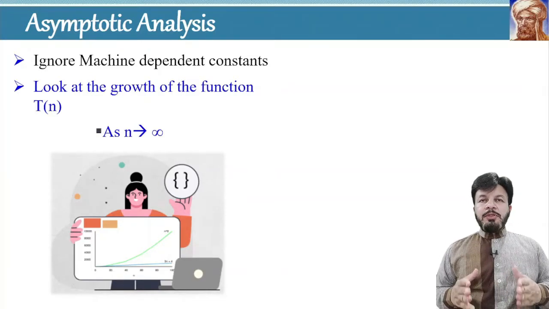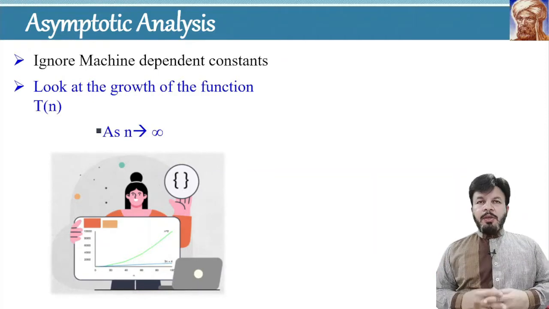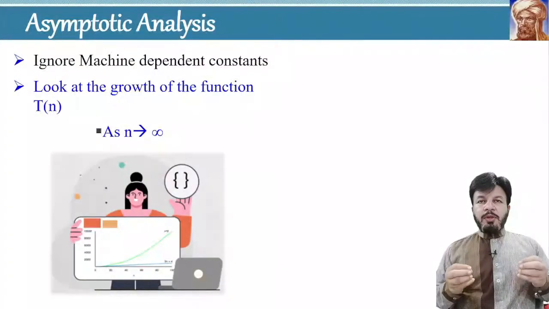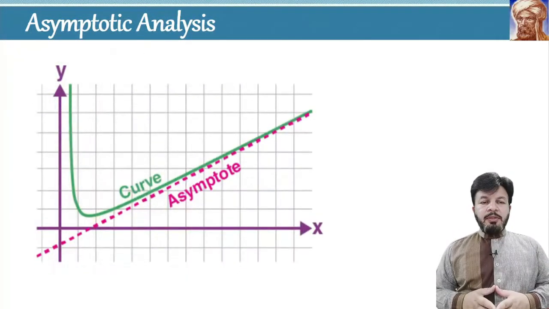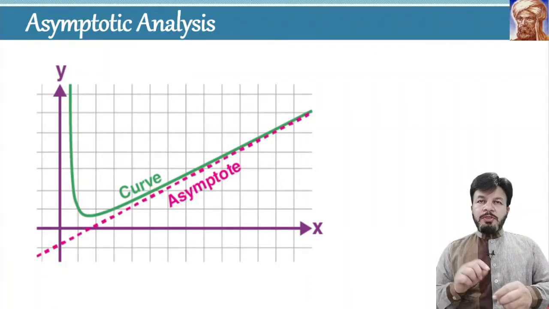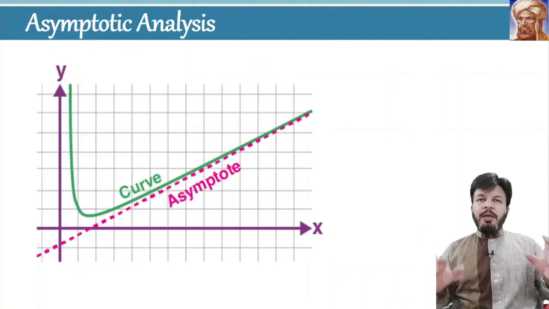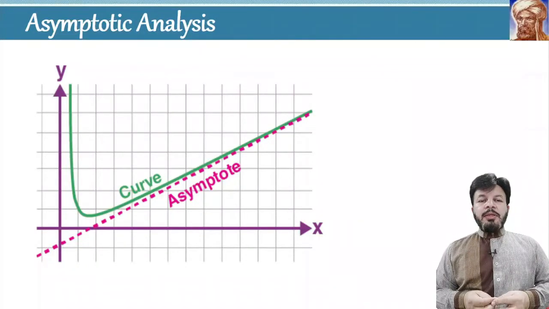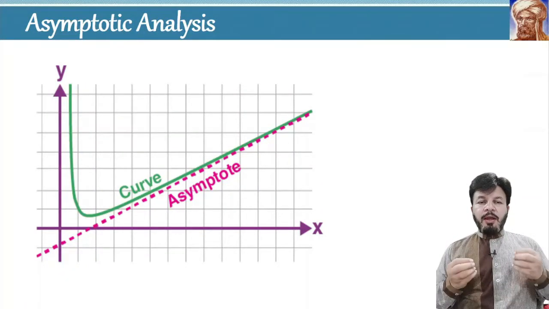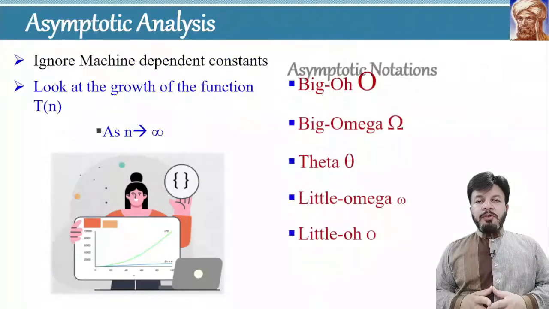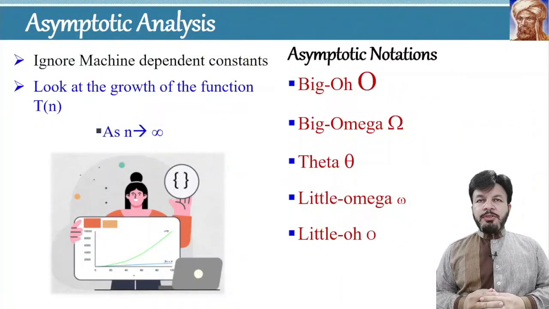Basically, this term, asymptote, came from mathematics. In mathematics, an asymptote is a line that approaches a curve at infinity. We can say that a line is an asymptote to a curve if the distance between the line and the curve approaches 0 as x or y, or both, approach infinity. Another way to define it is that an asymptote is a line that is a tangent to the curve at infinity.